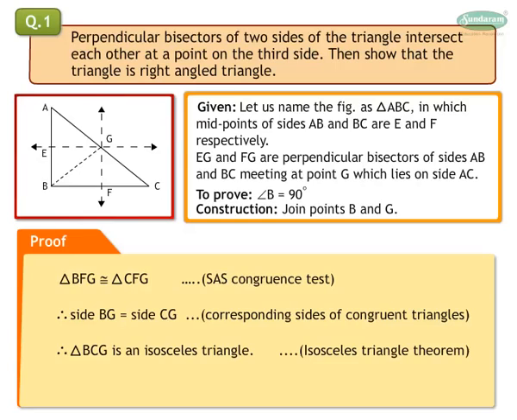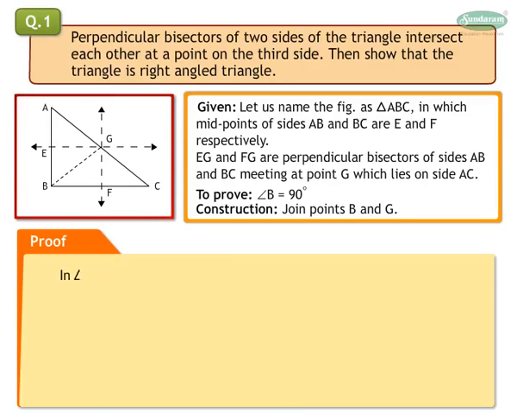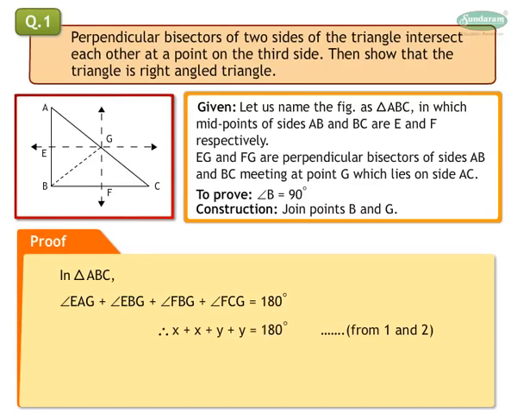By isosceles triangle theorem, let angle FBG is equal to angle FCG is equal to, say, y. Let us consider it as statement 2. Now, in triangle ABC, angle EAG plus angle EBG plus angle FBG plus angle FCG is equal to 180 degrees. From statements 1 and 2, we have x plus y is equal to 180 degrees.